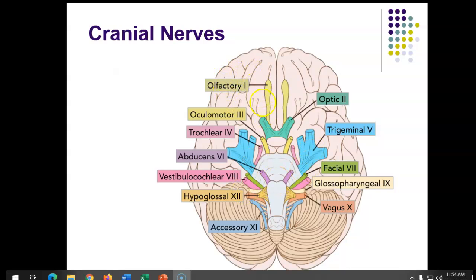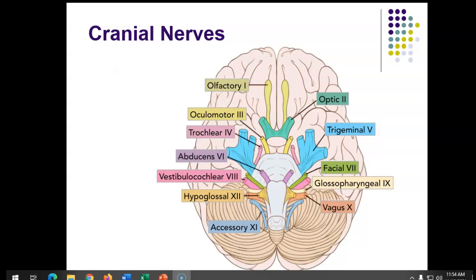Going down to cranial nerve number 4, next one down is the trochlear nerve. This is going to control your superior oblique muscle, and that's the muscle that's responsible for downward, outward, and inward eye movement. So it's going to move your eye.